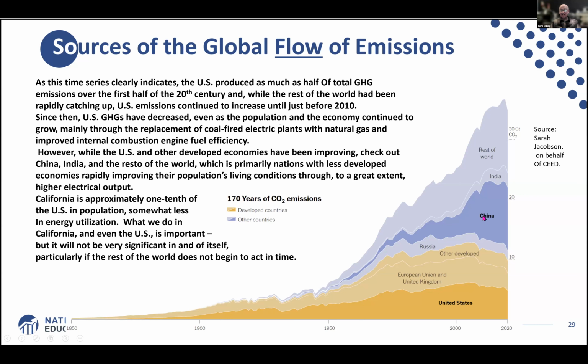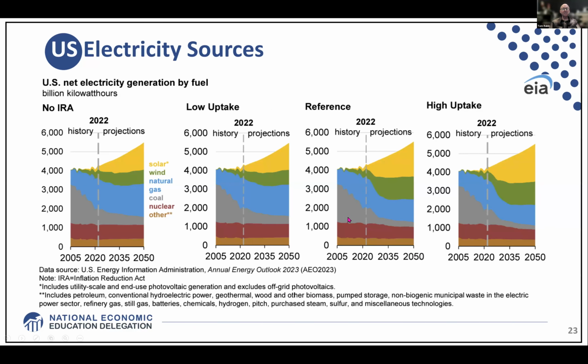And much of that is in the form of coal. Then India also recently, also heavily coal. And then the rest of the world. And this is what I was talking about, the developing world wanting to develop. They need electricity, and they are going to go for whatever is the easiest and cheapest. And in many cases, that's coal.